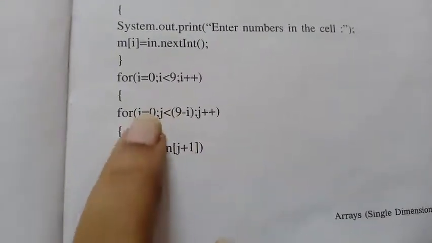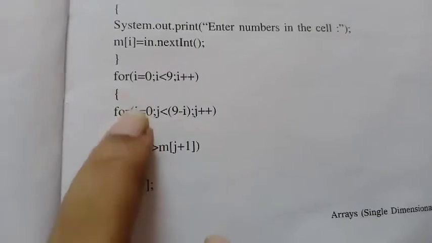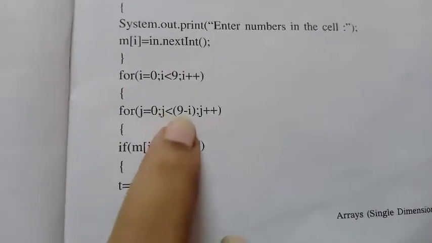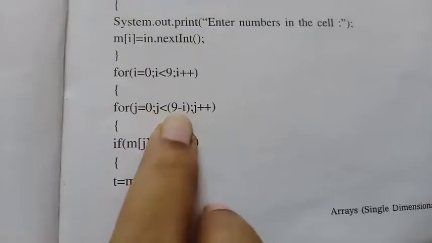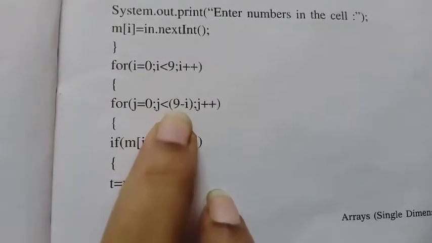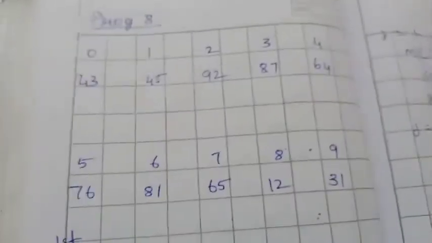Okay, so 9 minus i means, for example, this is your 0, and for that you will be having only 9 elements. So that's the reason we are having it like this. Wait, I'll explain with an example. You can understand that. See, I've taken some values, the same values from that example itself.